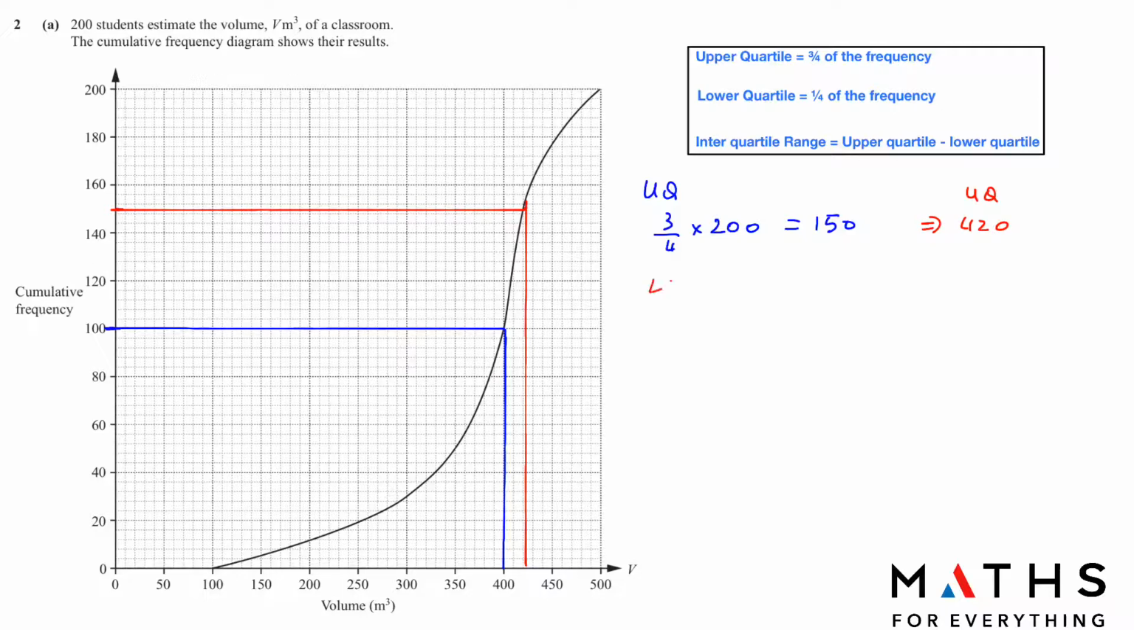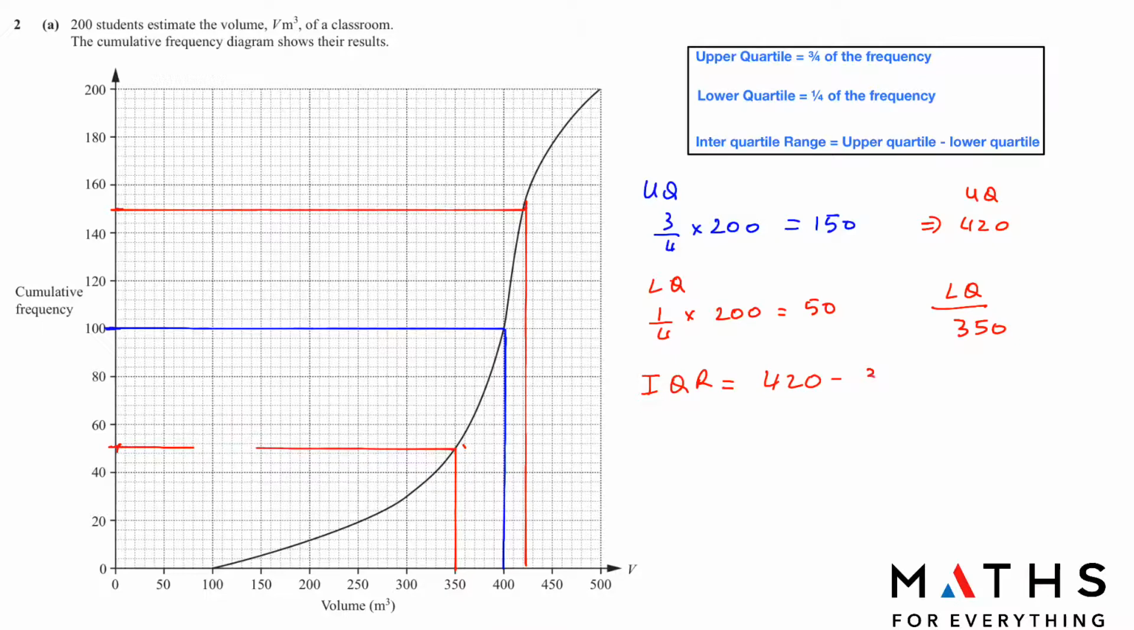Now to find the position of the lower quartile, we are going to take 1/4 of 200, which will give us 50. So at 50, we'll make a mark and from there, cut the graph, and same, go down. Lower quartile is 350. So the interquartile range is the upper quartile minus the lower quartile. That will give you 70.